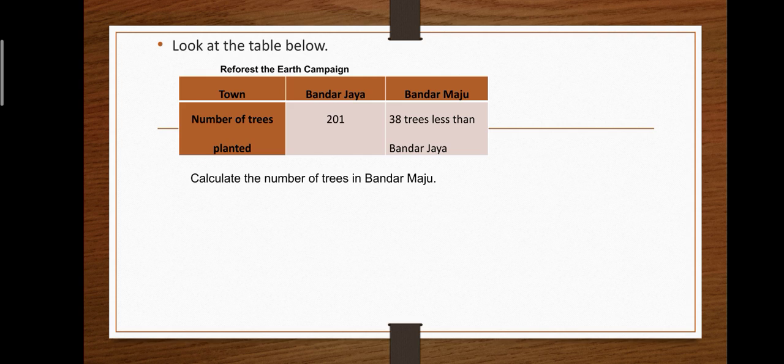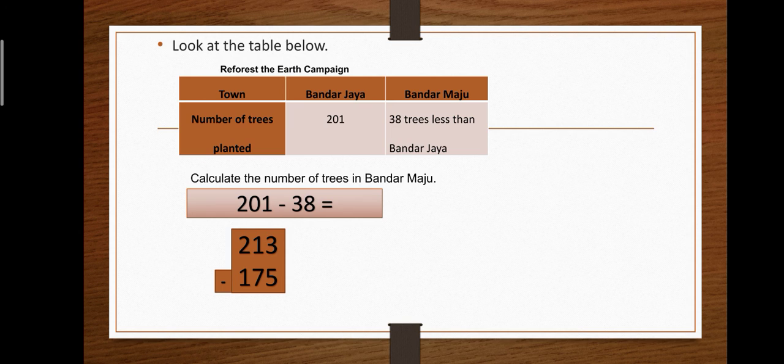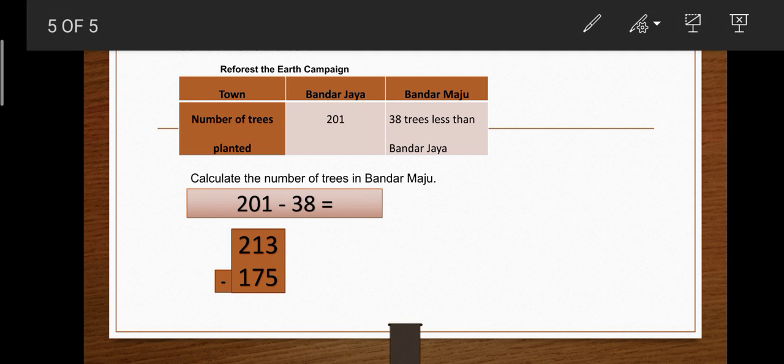We are going to find the number in Bandar Maju. We go back again and see what information is there. 38 trees less than Bandar Jaya. Less means minus. From where? From Bandar Jaya. So your mathematics sentence: Bandar Jaya 201, from 201 you minus 38. Because why? Because less than. Then you will get the answer.